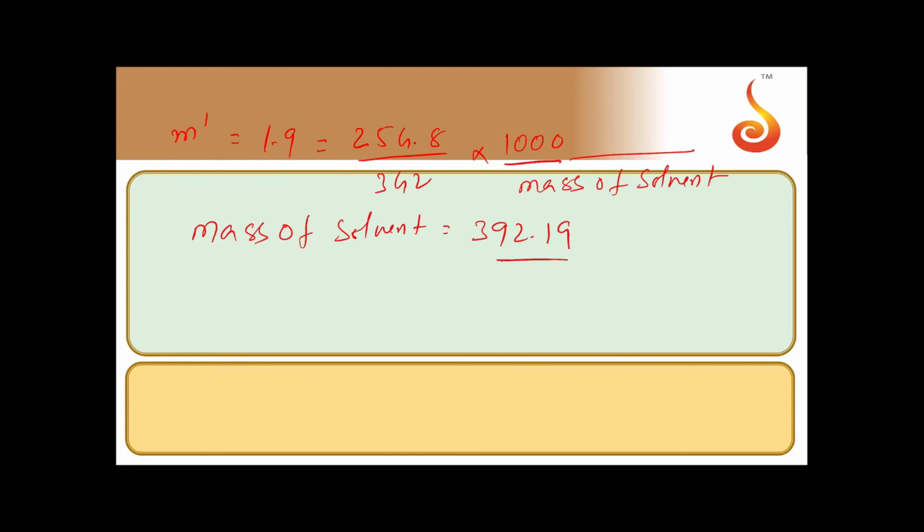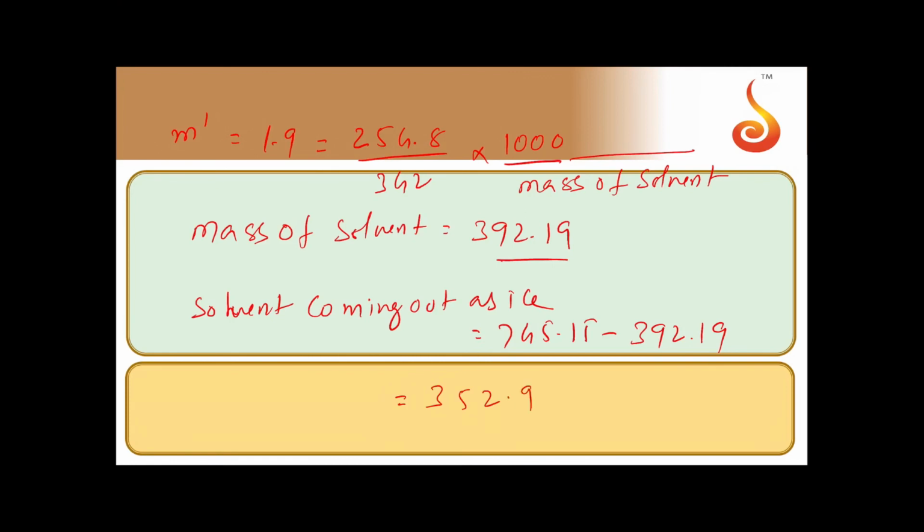Now, what is the mass of solvent coming out as ice? Initially, what is the mass of solvent present? Initial mass of solvent is 745.15. Present, how much mass of solvent do you have? 392.19 we have. So approximately the mass of ice which is coming out will be 352.98 grams. This is the mass of ice coming out. So this is the answer.